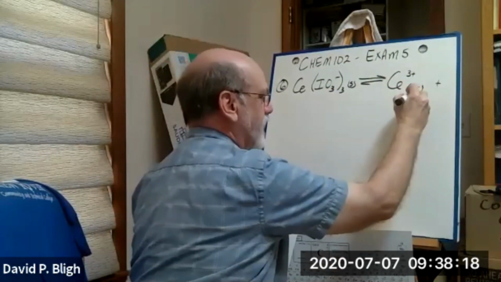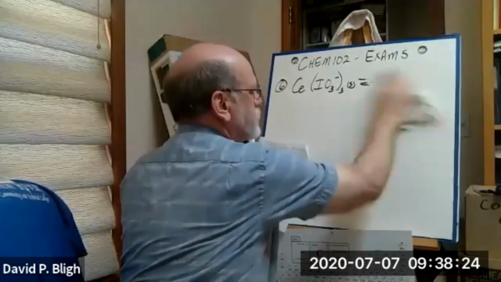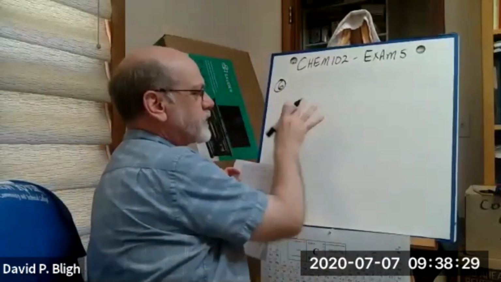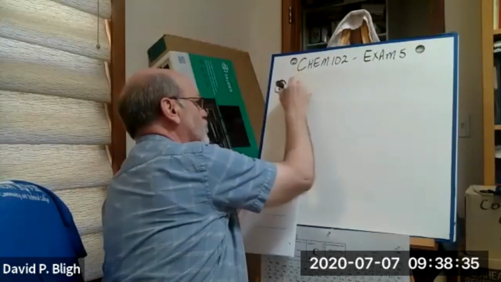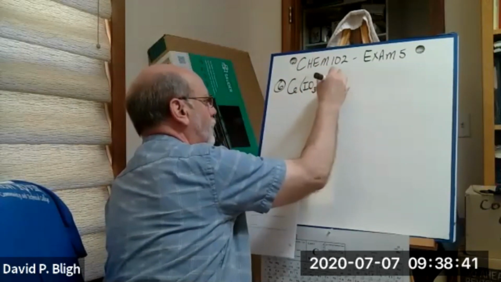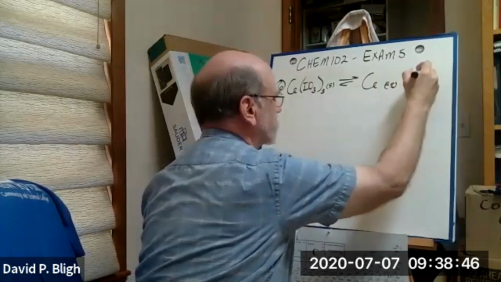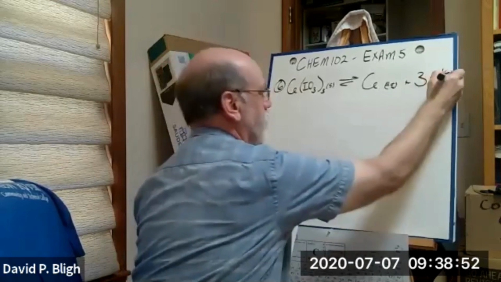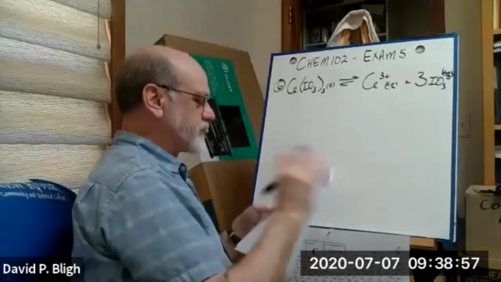And then the iodate ion, let me redo that. I want to make room so that we can set up an ICE table underneath it. So let me squeeze this one over a little bit more. There we go. Now we can put cesium right next to 3 iodates. There we go. Now, that's our solubility expression.